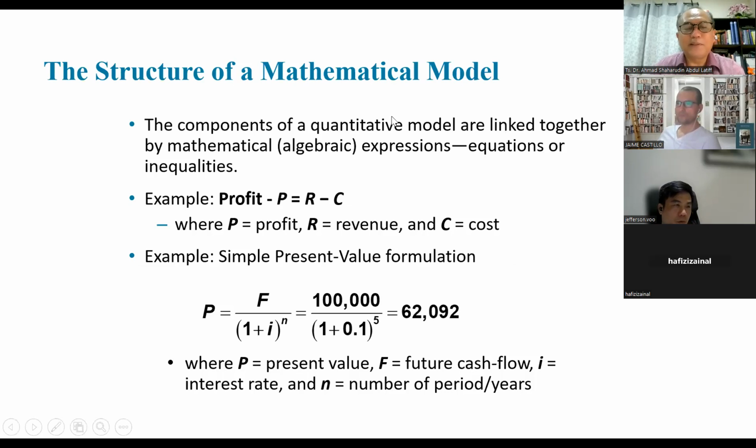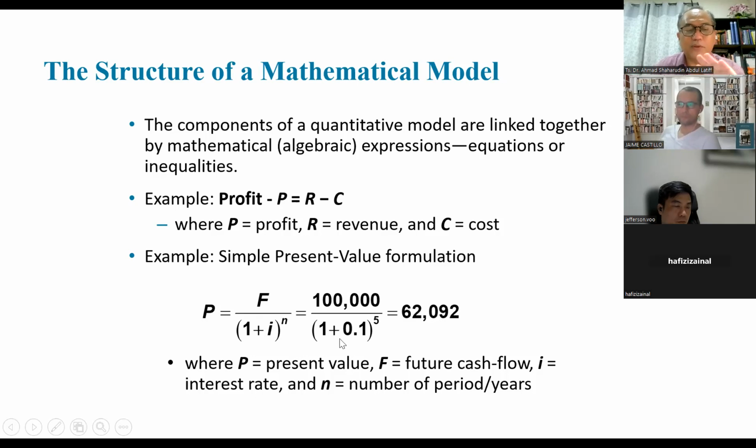So the structure of a mathematical model: how do you get it? Was that your question just now? The quantitative model is developed by an algebraic expression. So we have profit, where P is equal to revenue minus cost. We also have the simple present value formula. Present value is based on the future cash flow and the interest rate. So this is the formula.